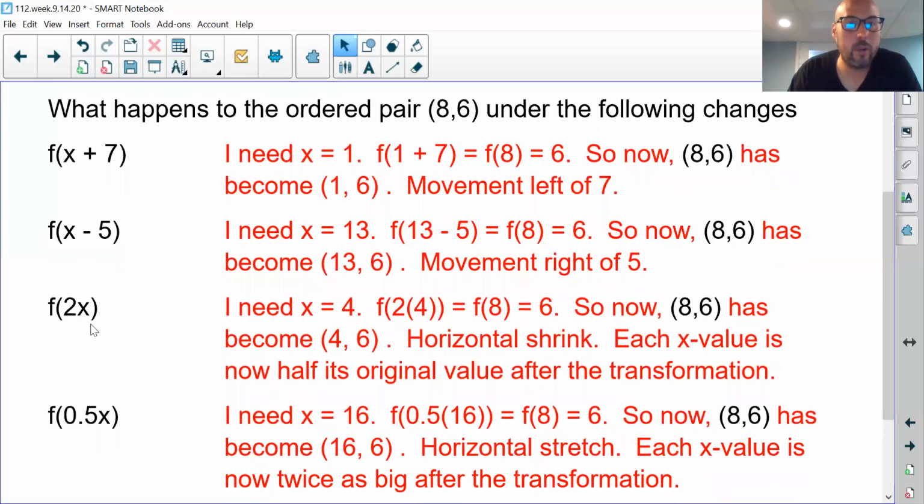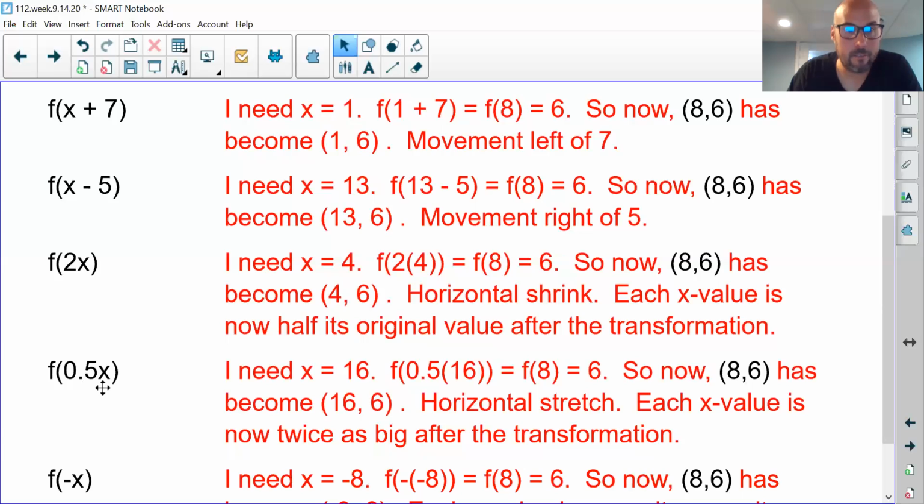What about f of 2x? How do I get to f of 8? Well, x would have to be 4. If I let x equal 4, then I have f of 2 times 4, which is f of 8, which is 6. So 8, 6 has become 4, 6. The x value 4 now results in 6. This is a horizontal shrink. I am essentially dividing all the x values by 2.